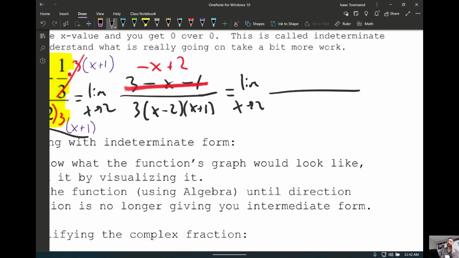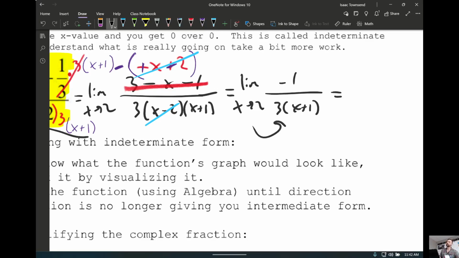They have the exact opposite signs though. Negative x positive 2, positive x negative 2. So the algebra trick is you can factor out a negative, which switches both of those signs. So you can factor out a negative just like a GCF. Then these are exactly the same and they cancel. And now that something has canceled, direct substitution should work out just fine.